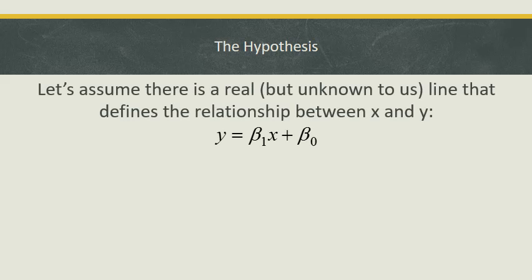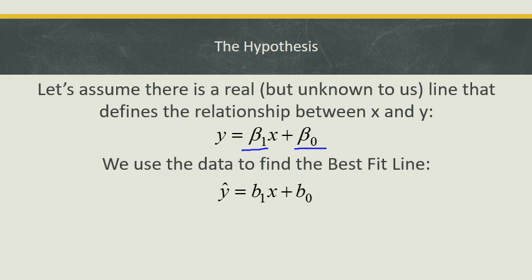We begin by assuming there is some straight line relationship between x and y, which depends on these parameters, beta 1 and beta 0. Beta 1 is the slope of the line, and beta 0 is its intercept. As usual, we begin with no knowledge of these parameters, so we collect data and try to estimate them. After collecting our data, we can calculate the best fit line as an estimate of this true but unknown line.